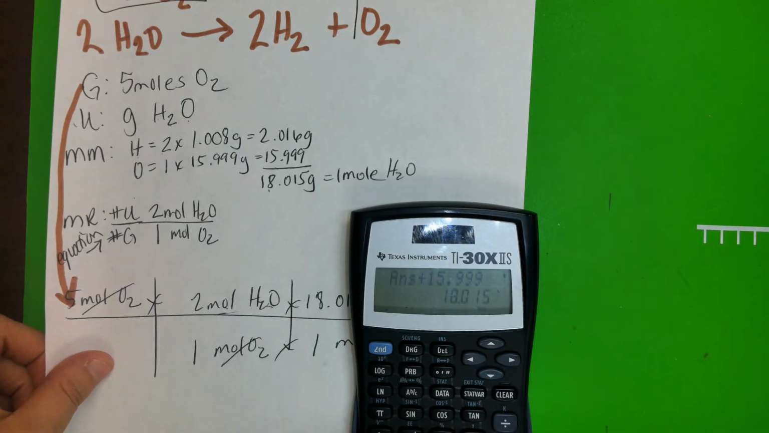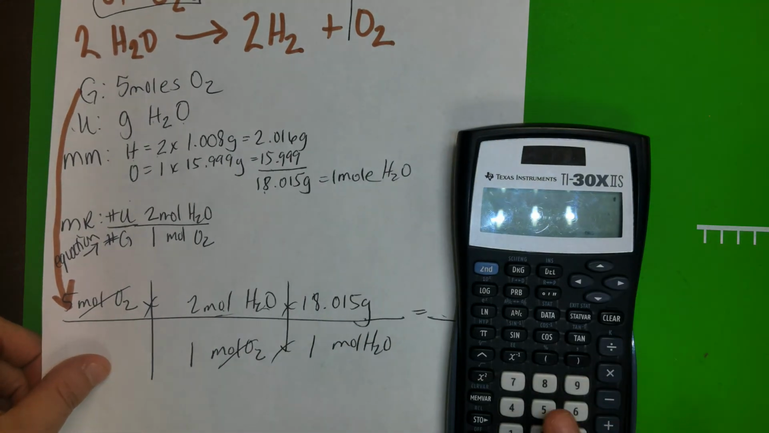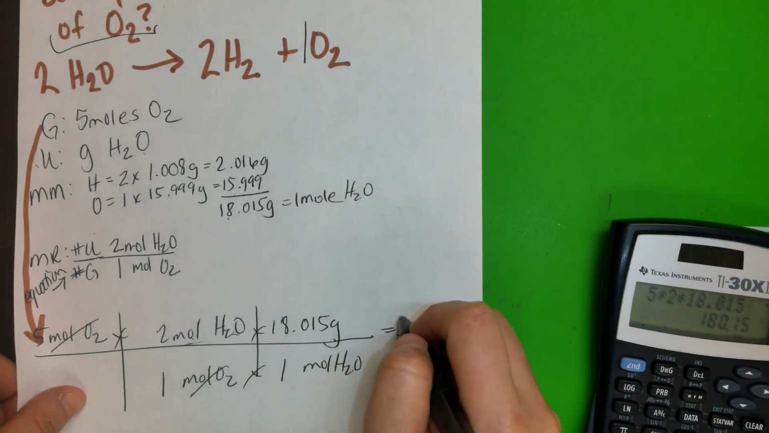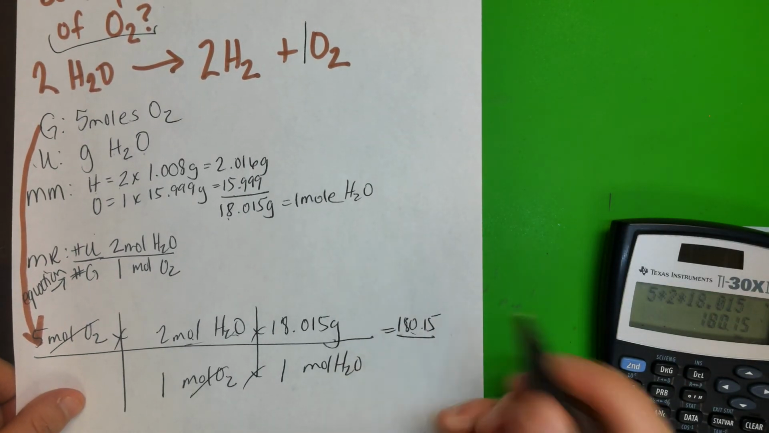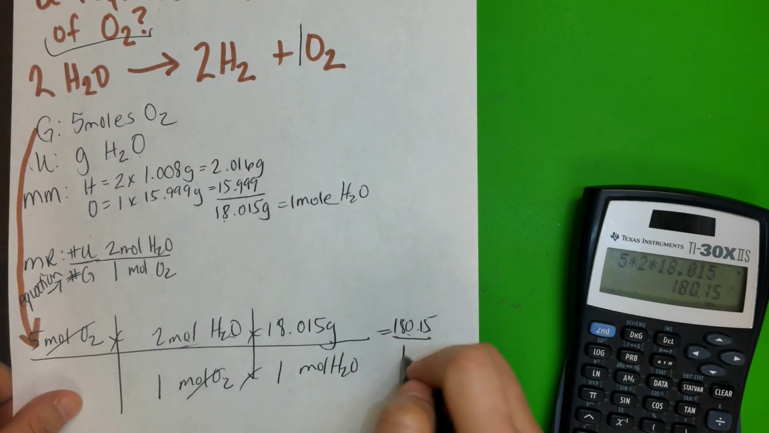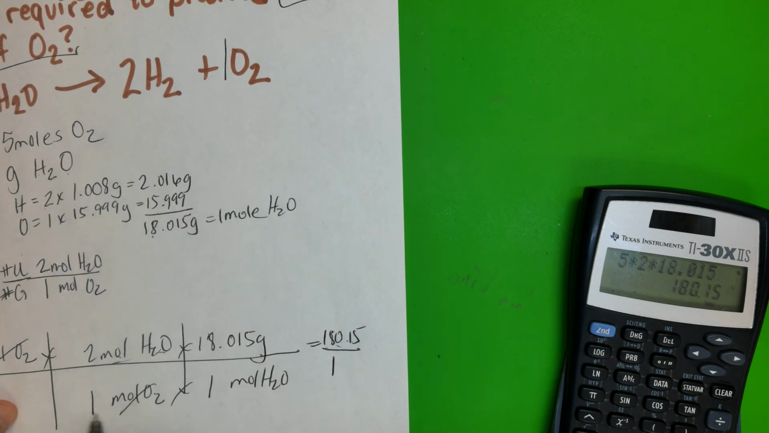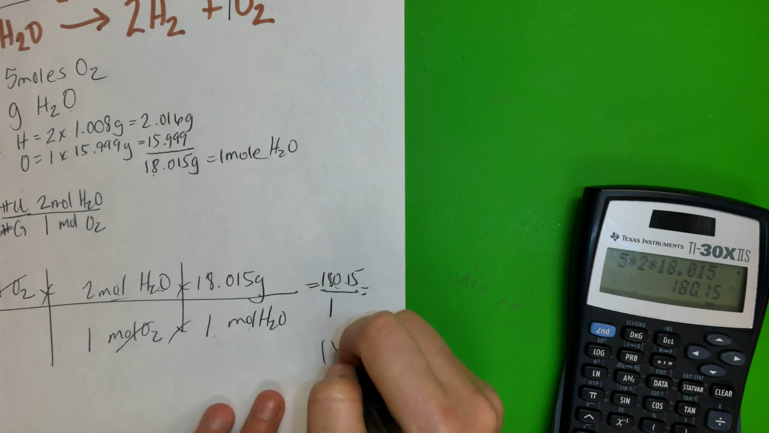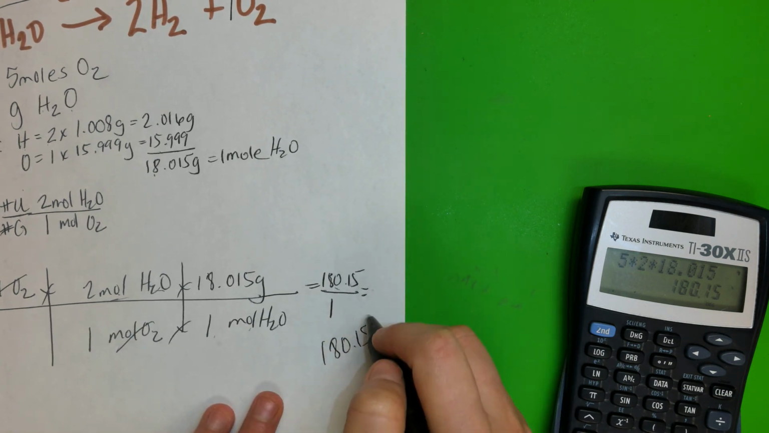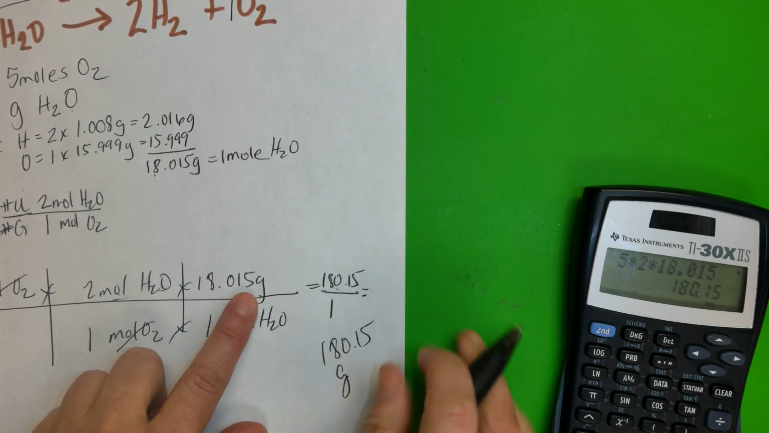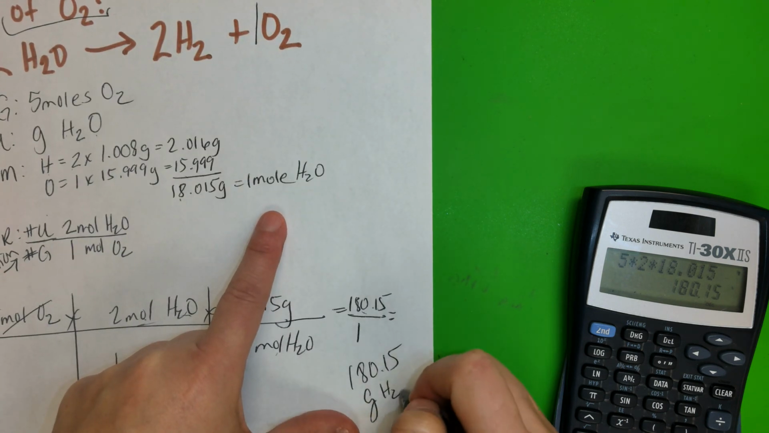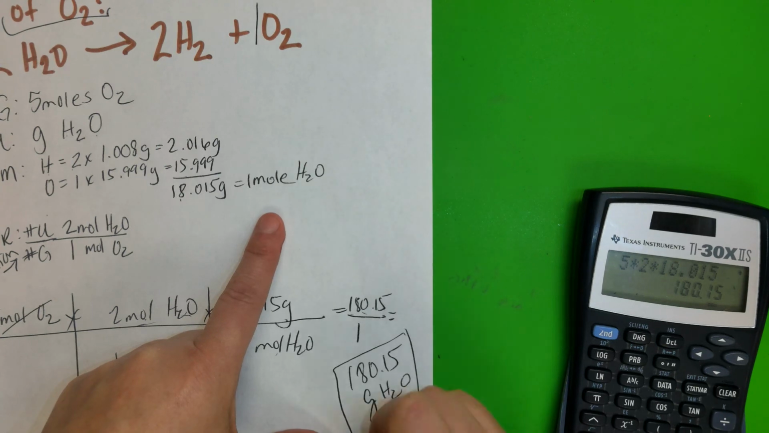It will be 5 times 2 times 18.015 equals 180.15, and this is over 1. Anything that's over 1, because it's 1 times 1, will be equal to 180.15. And it will be grams of what? Grams of water. That is how much it will make, and that will be your answer.